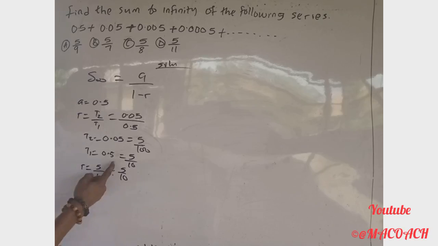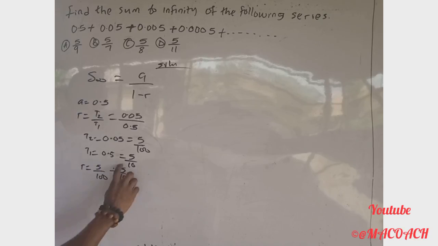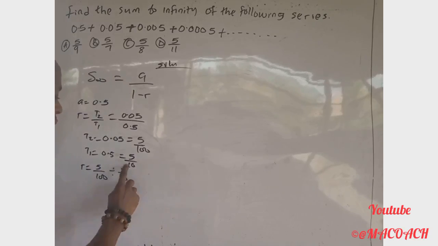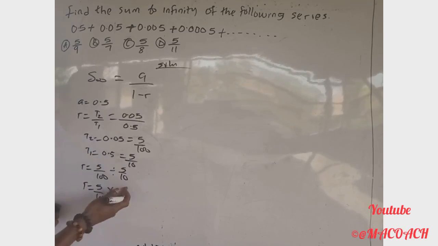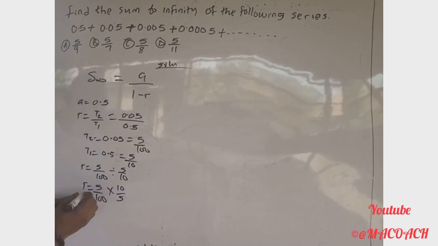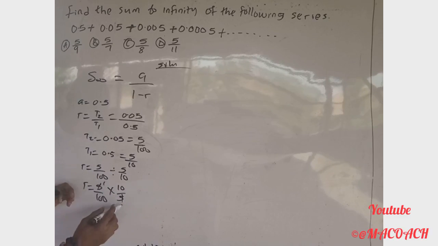you have to change the division to multiplication. But when you want to change the division to multiplication, you turn to the inverse of the second part. So this one becomes, we have our r is equal to 5 over 100 multiplied by, this one goes up, this one comes down, that is 10 over 5. So here 5 can cancel 5 here, that's 1. So here 10 over 1, 10 here, we have 10.